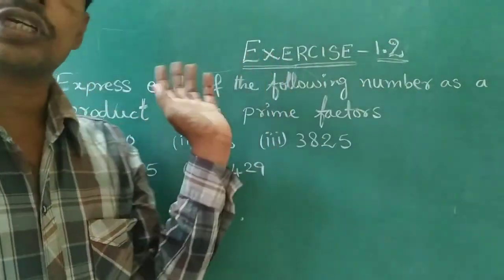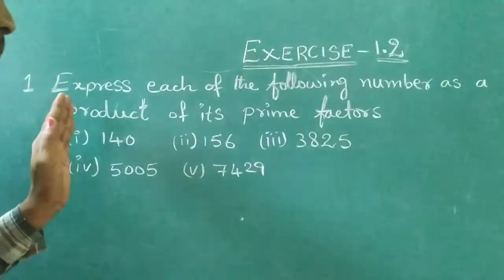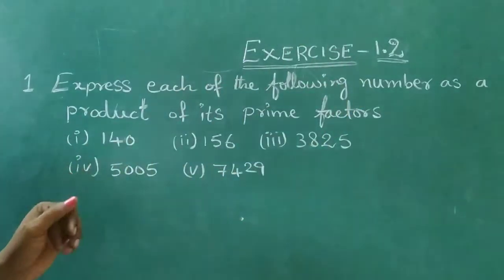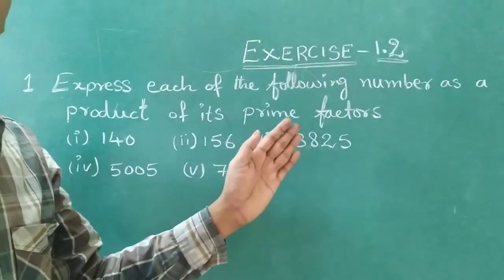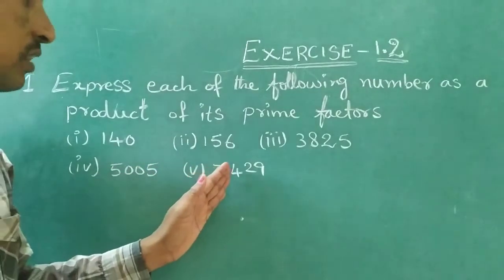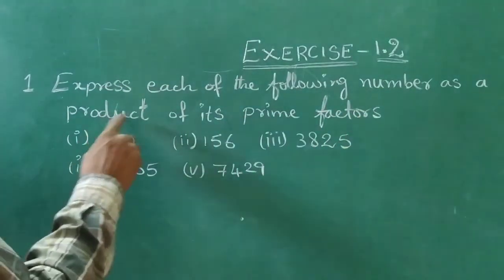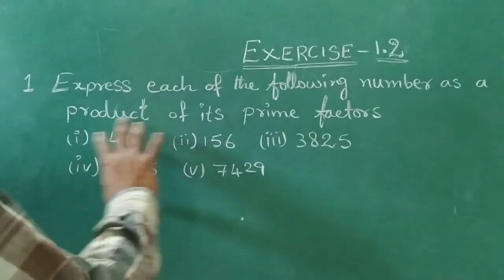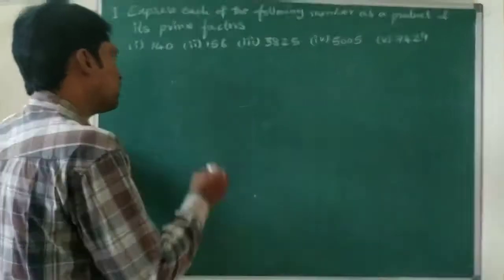Exercise 1.2, question number 1. Express each of the following numbers as a product of its prime factors. First one is 140, second one 156, third one 3825, fourth one 5005, fifth one 7429. So for these 5 problems we can find the product of prime factors. So prime factors we need to find. Now first one is 140. For this one we need to find the prime factors.